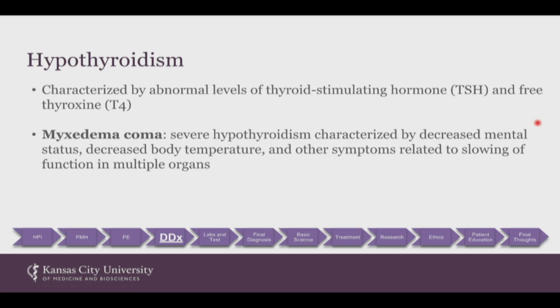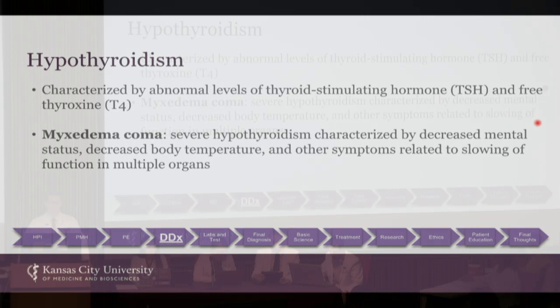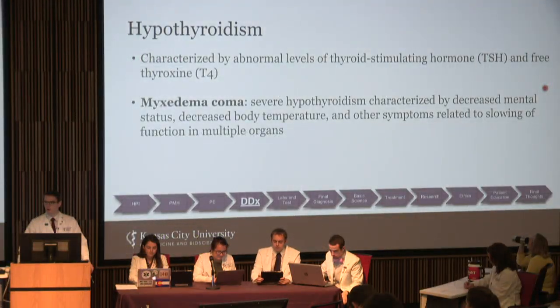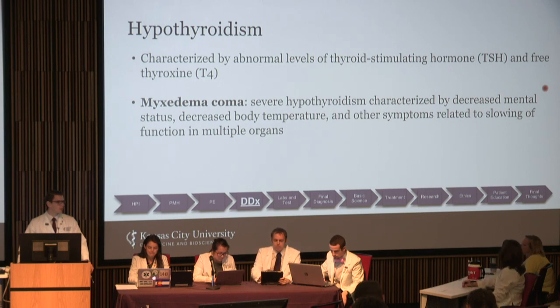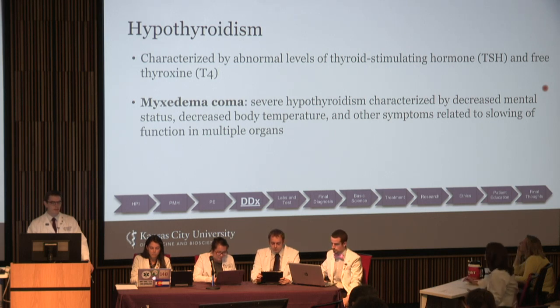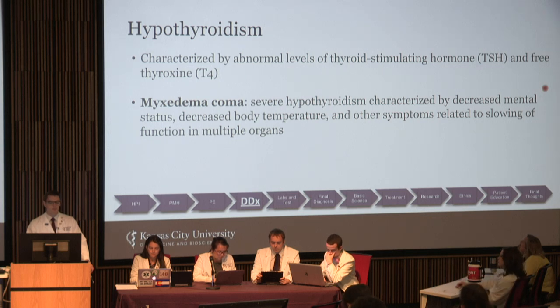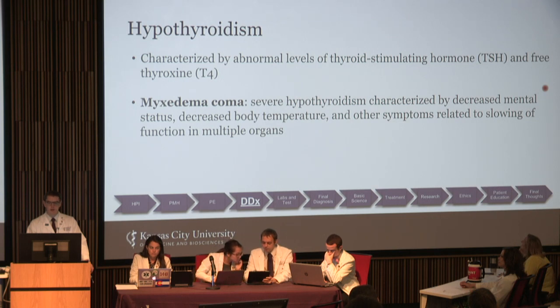The next diagnosis we're going to look at is hypothyroidism. With hypothyroidism, a patient will manifest with abnormally low levels of thyroxine, which is secreted by the thyroid gland. Thyroxine is a metabolic hormone, meaning if we have low levels of thyroxine, we will have low body temperature. If the hypothyroidism becomes severe, the patient will demonstrate a myxedema coma state, where they will have decreased mental status as seen in our patient, and decreased body temperature, and several other symptoms related to organ failure.